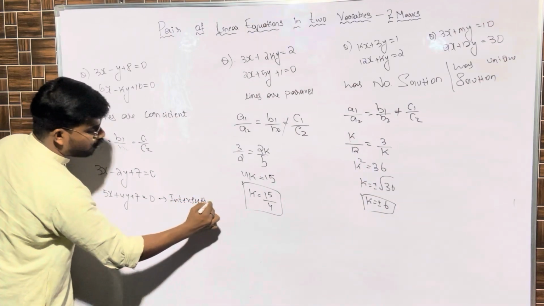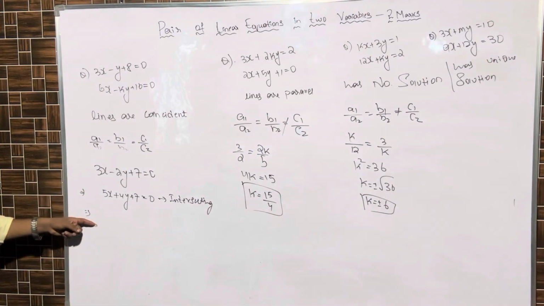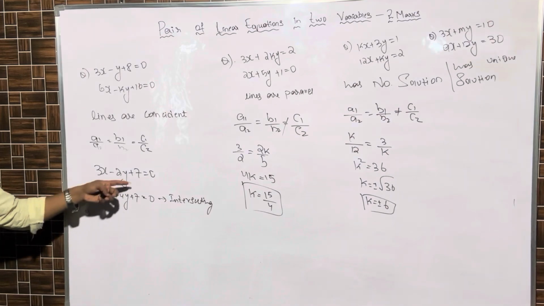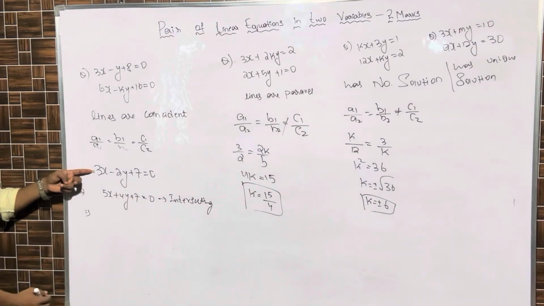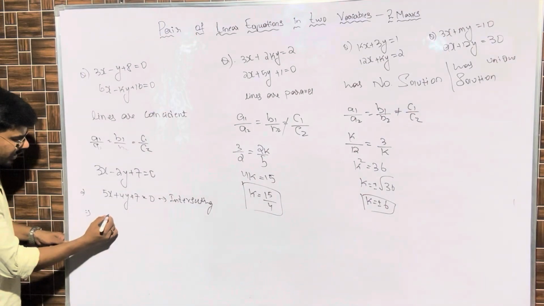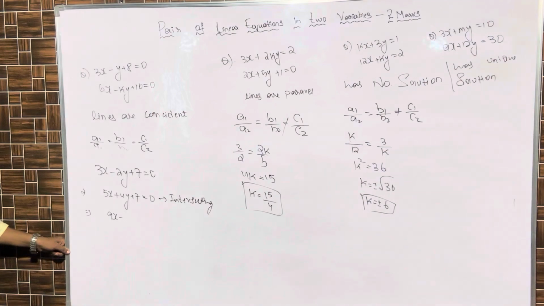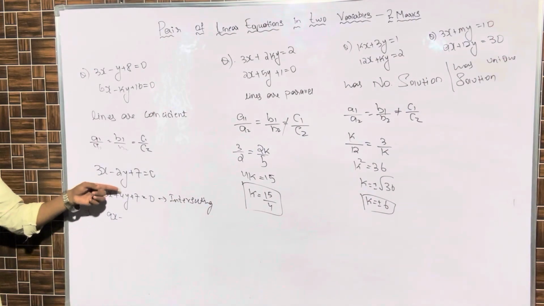We have to write one more line which is parallel. In order to write parallel lines, A1 by A2 should be equal to B1 by B2, should not be equal to C1 by C2. So double or triple the 3 and 2, whatever it is, in the same ratio you take. 3 we have tripled, so we can take 9x minus 4. 2 also tripled.